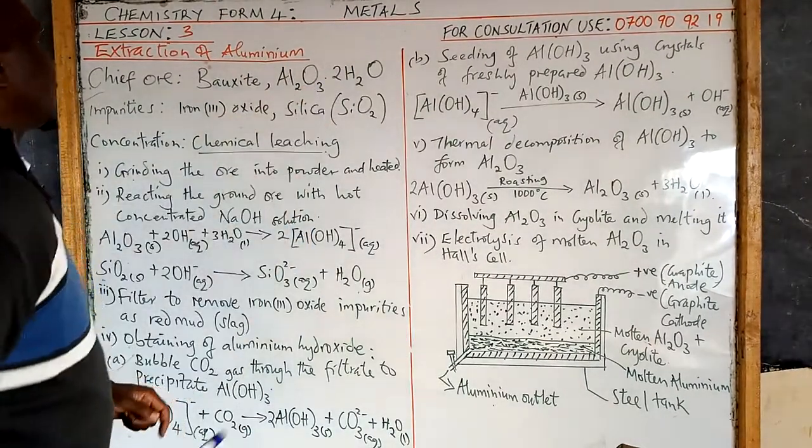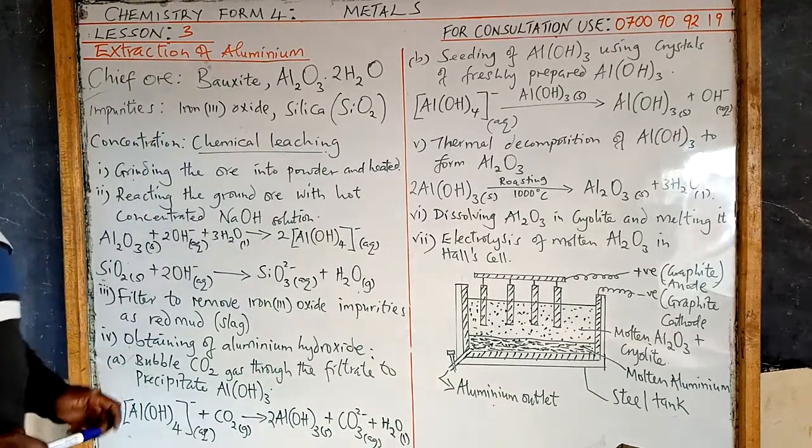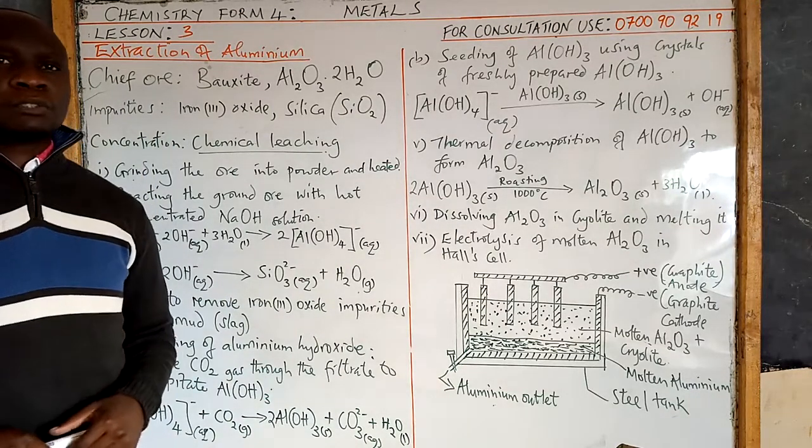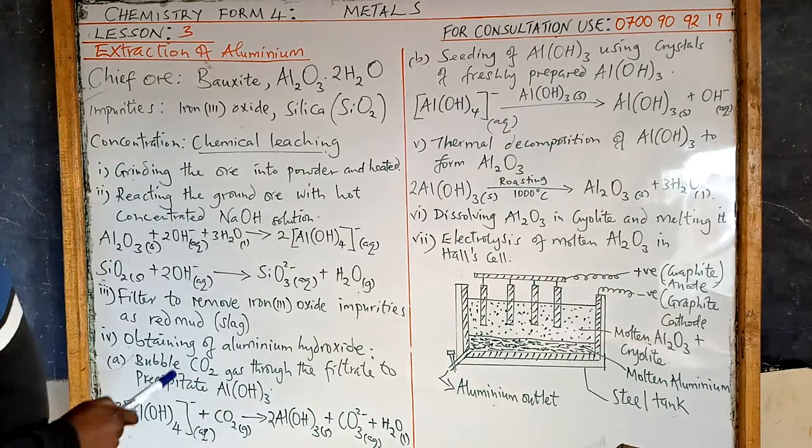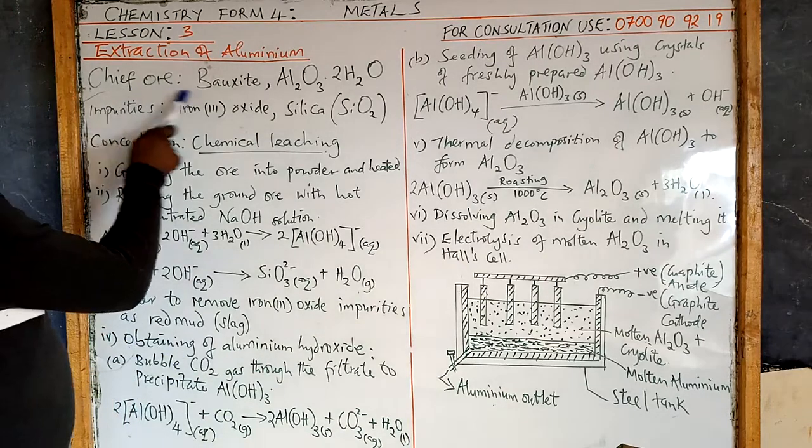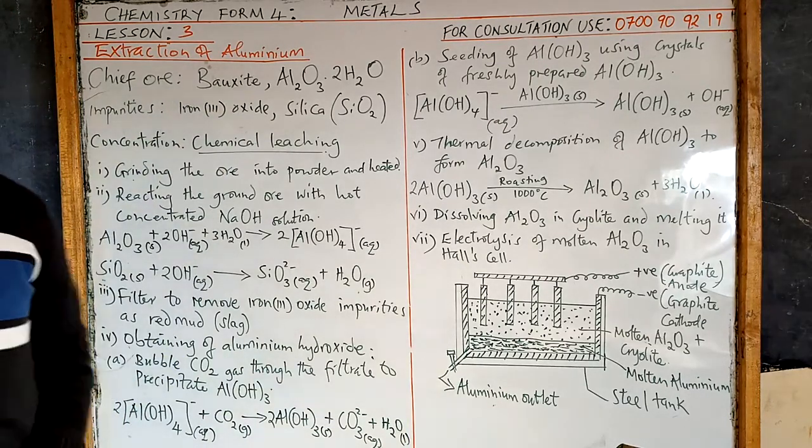We are doing metals. This is our lesson 3. So in lesson 3 we are discussing extraction of aluminium. So the chief ore from which aluminium is extracted is bauxite.